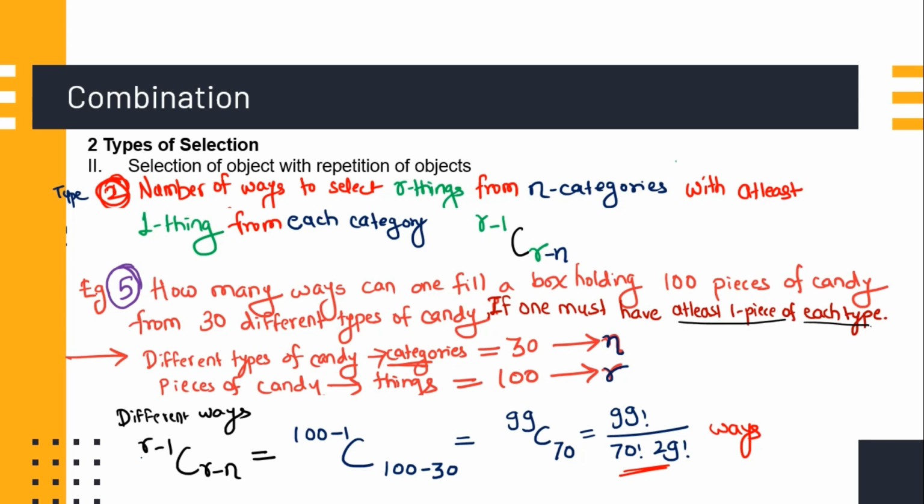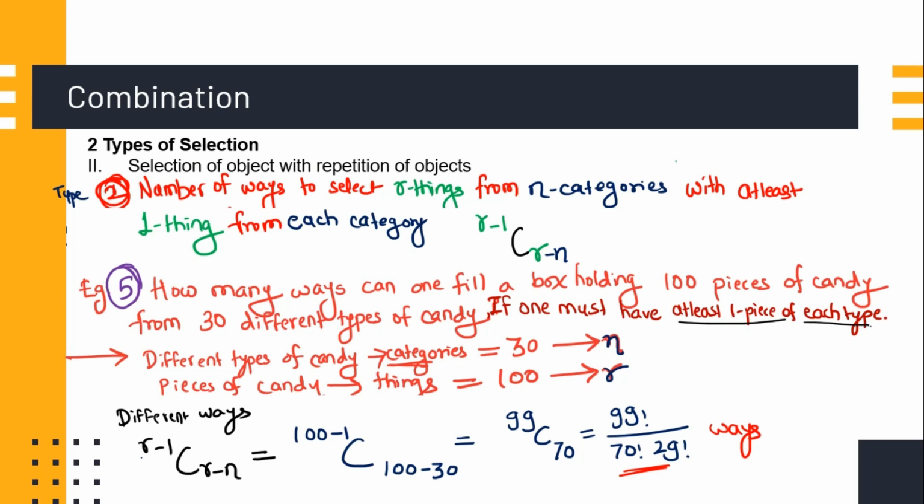The second type in the selection of objects with repetition is where we ensure that one piece from each category must be selected. In that case, we will select the formula r minus 1 C r minus n. The number of ways to select r things from n categories with at least one thing from each category is r minus 1 C r minus n.